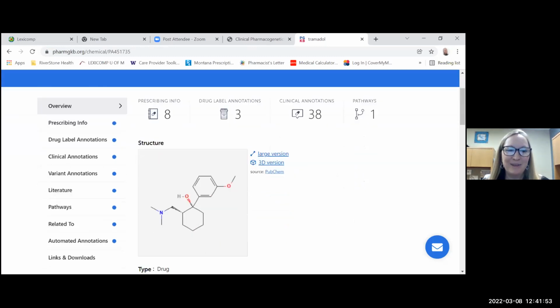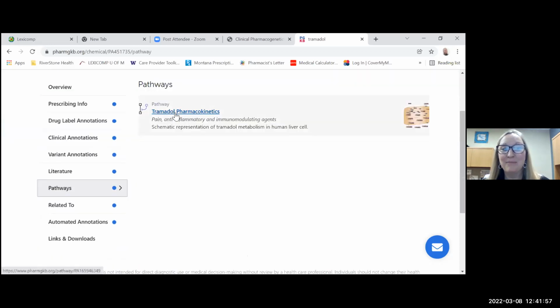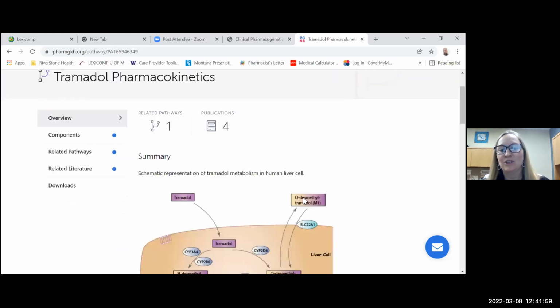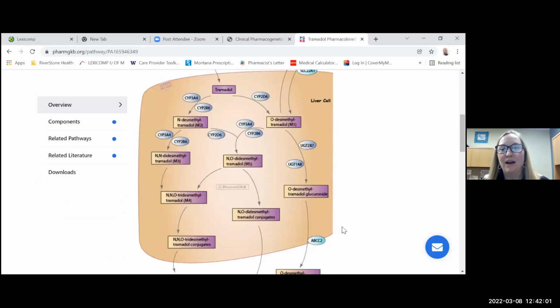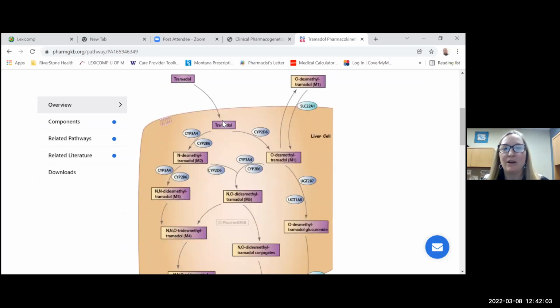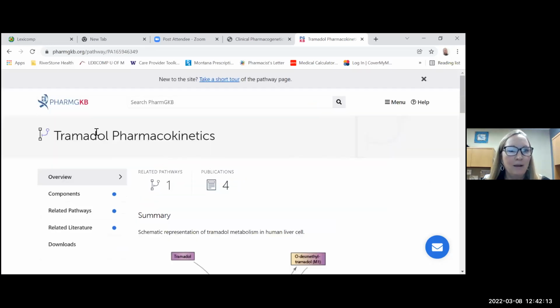Corey and I like this because it gives the metabolic pathways of medications, which is super neat. But as you see here, tramadol is converted by CYP2D6 to the active metabolite. Then it's either conjugated to an active metabolite. You don't really need to know this. I just think it's really neat.